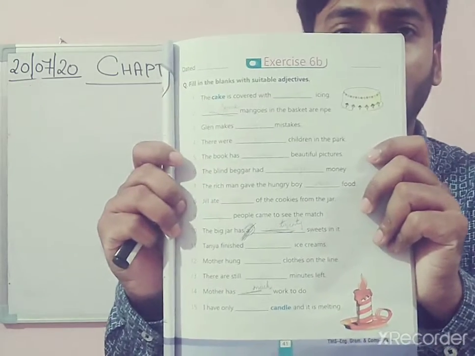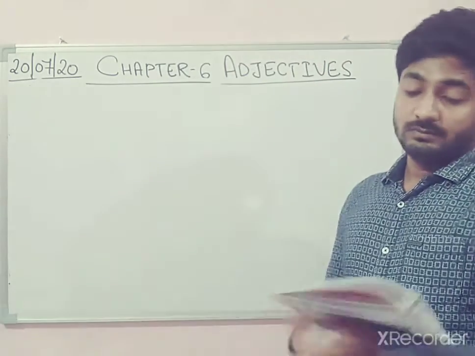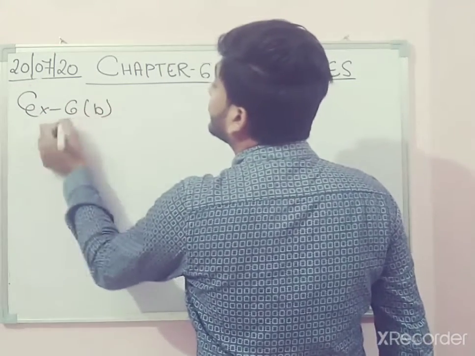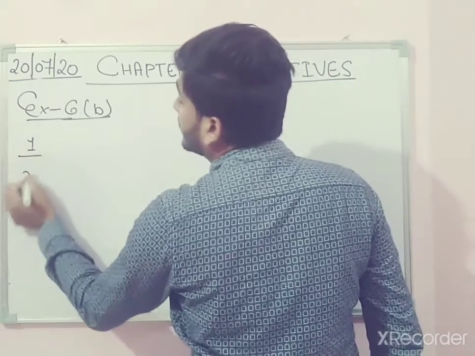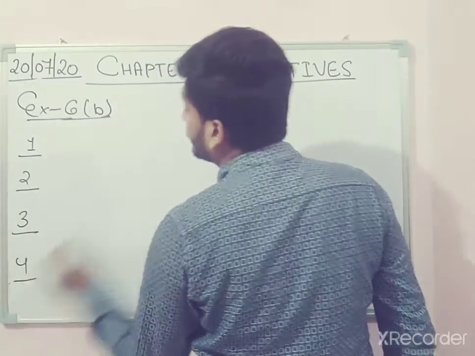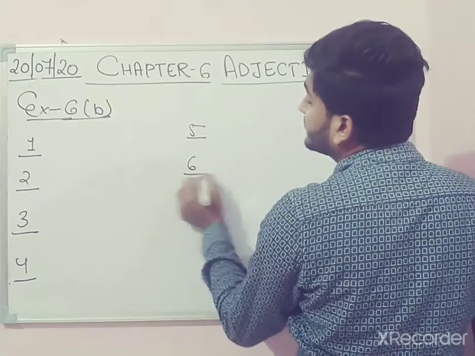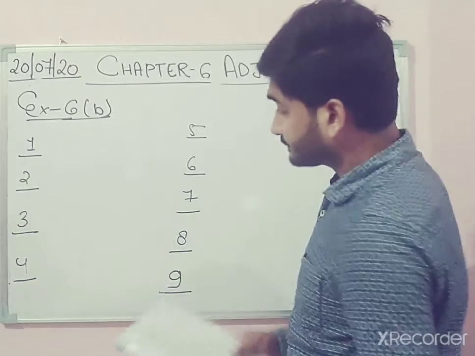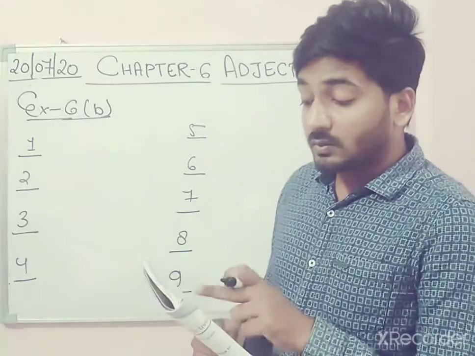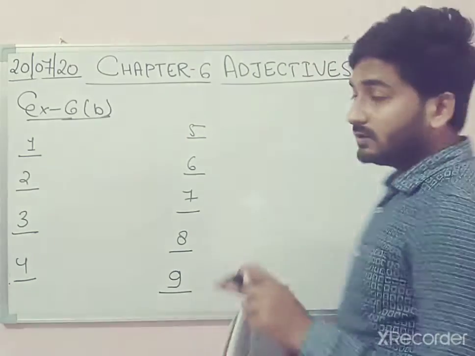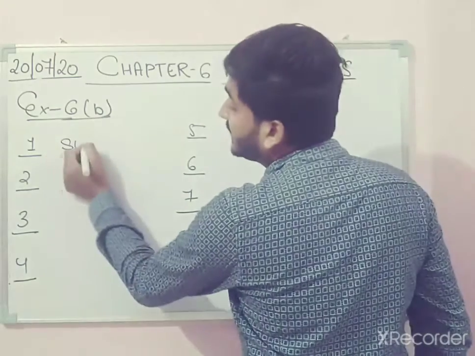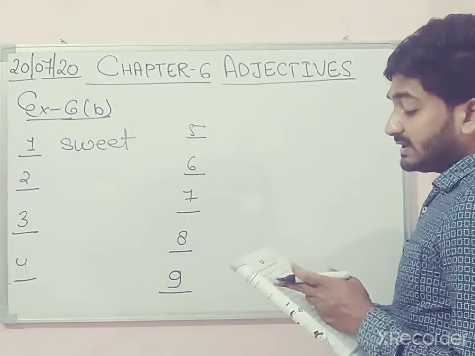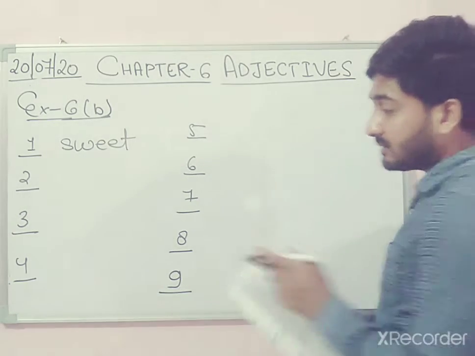This one. Okay. Exercise 6b. Number 1, 2, 3, 4, 5, 6, 7, 8, 9. Okay. Number 1, the cake is covered with dash icing. Which kind of icing we can use? Colorful icing we can write. We can write sweet. You can write colorful as well, or chocolatey icing. You can write. Number 2 is dash mangoes in the basket are ripe.